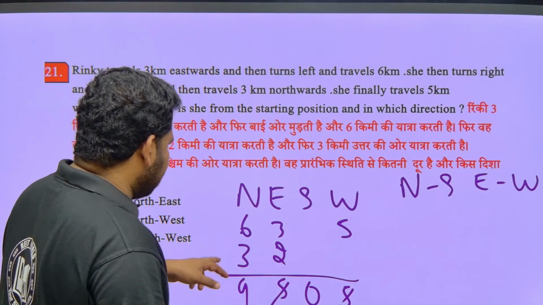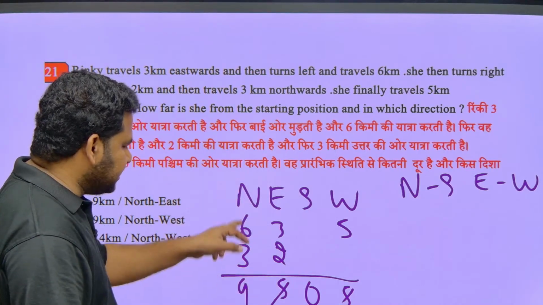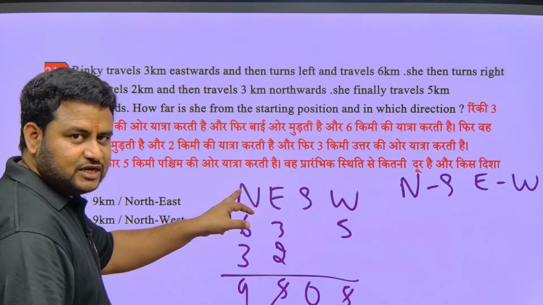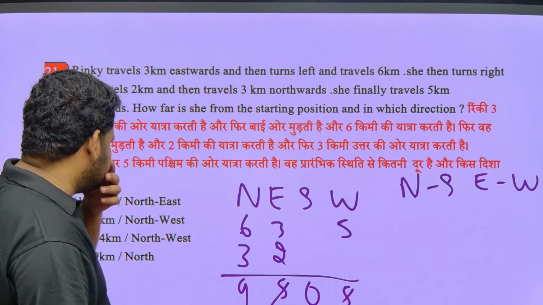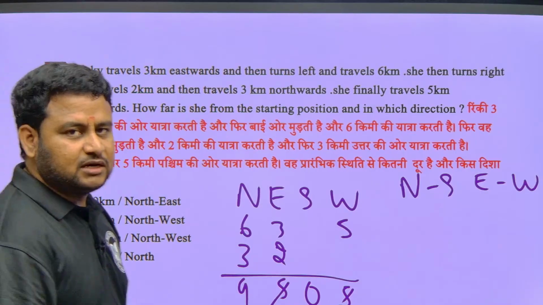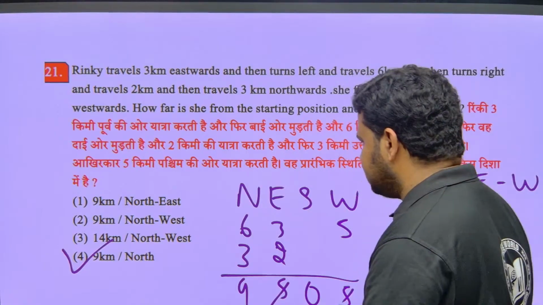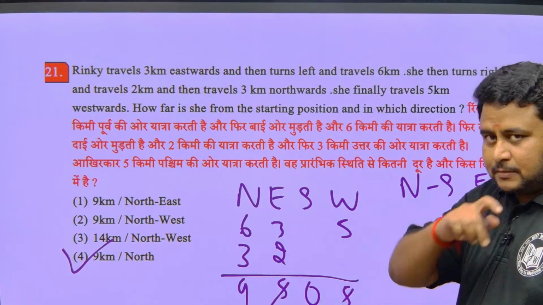So the bigger value is under 9. 9 and 0, which is the bigger value? 9. So 9 is under which direction? 9 is under north direction. So the answer to this question is what? 9 kilometer north. Very simple question. Okay, it is 9 kilometer north. Got it? Okay.